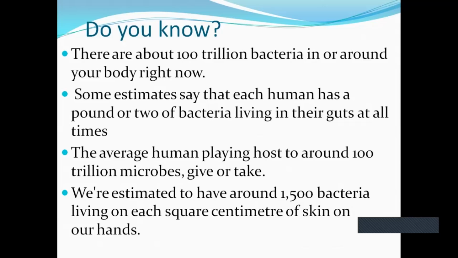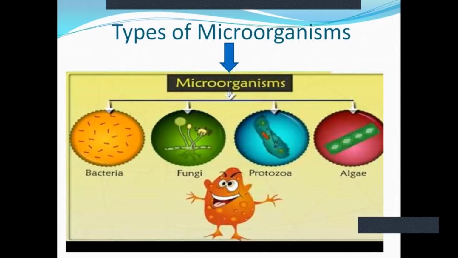Now we are estimated to have around 1,500 bacteria living on each square centimeter of our skin, on your hand also. My God. So there are microorganisms everywhere. We are surrounded with microorganisms, right? Okay, now let's find out the different types of microorganisms. Children, actually there are four different types of microorganisms. The first one is bacteria. In detail, we are going to study all these types. Okay, now just understand that bacteria, fungus, protozoa, and algae, these are the different types of microorganisms.